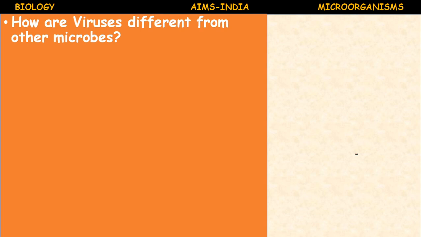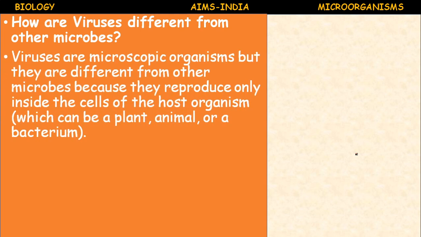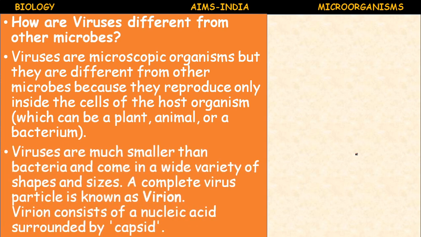Okay, how are viruses different from other microorganisms? Let us see. Viruses are microscopic organisms, but they are different from other microorganisms because they reproduce only inside the cells of the host organism, which can be a plant, an animal, or even bacteria. They are the smallest. Viruses are the smallest organisms. Number 2, viruses are much smaller than bacteria and come in a wide variety of shapes and sizes.